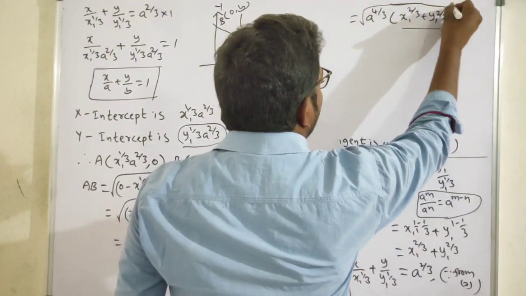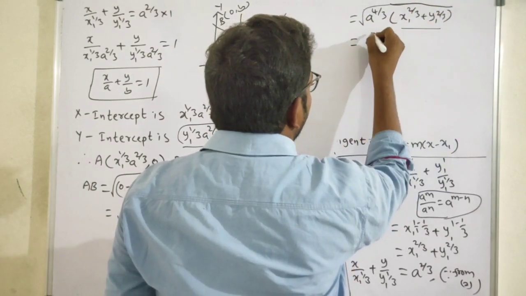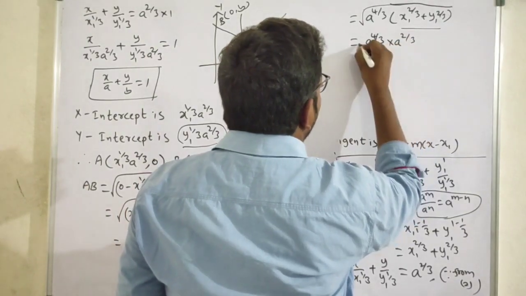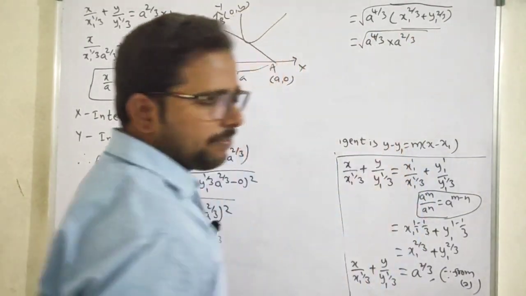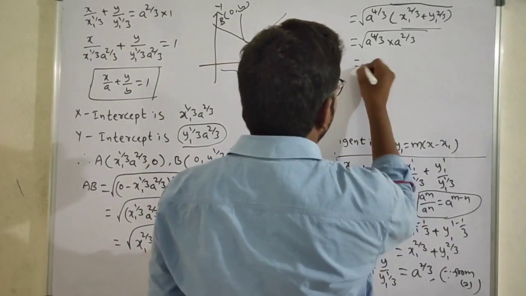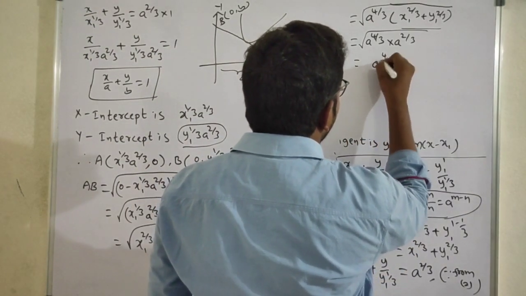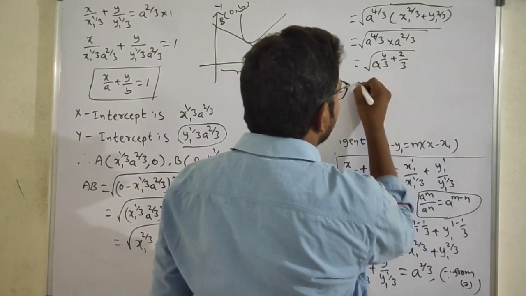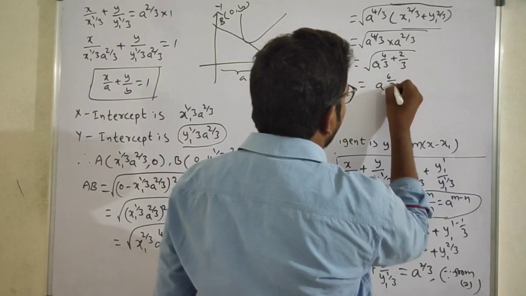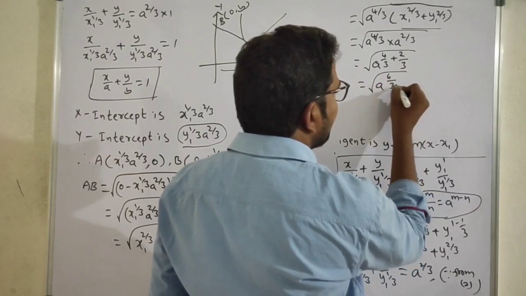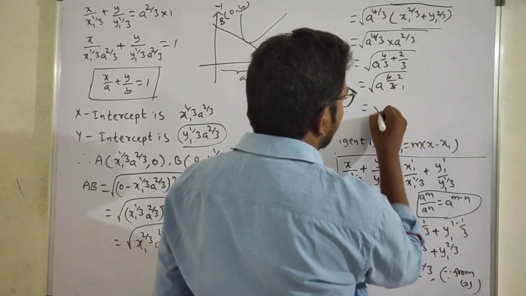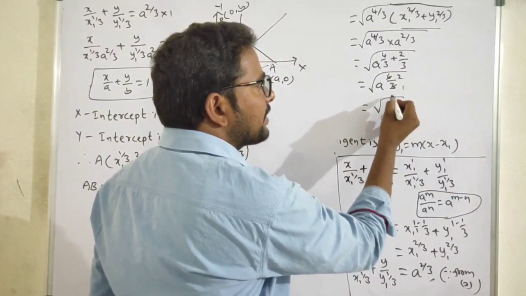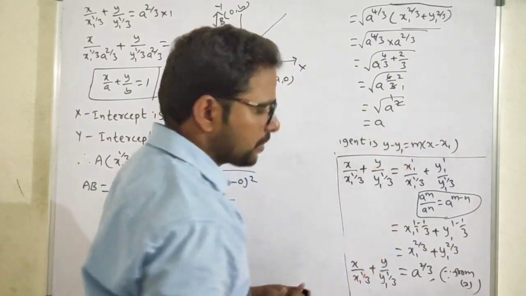From equation number 2, this value is a power 2 by 3. So a power 4 by 3 into a power 2 by 3 under root. Here the bases are the same, so add the powers: a power 4 by 3 plus 2 by 3, that is a power 6 by 3, which is under root of a square. So here the square and root get cancelled. So what is the value? AB is equal to a.